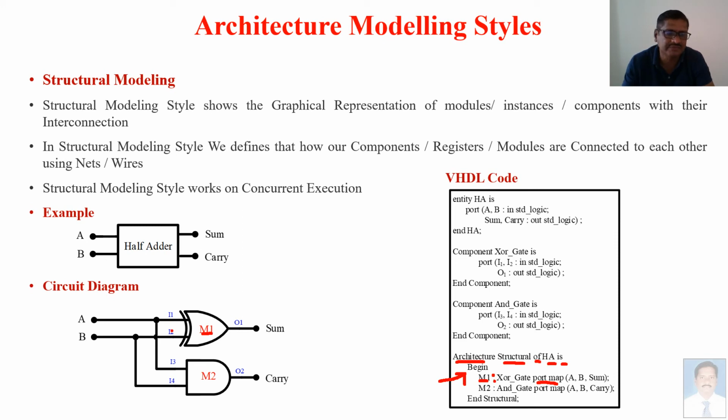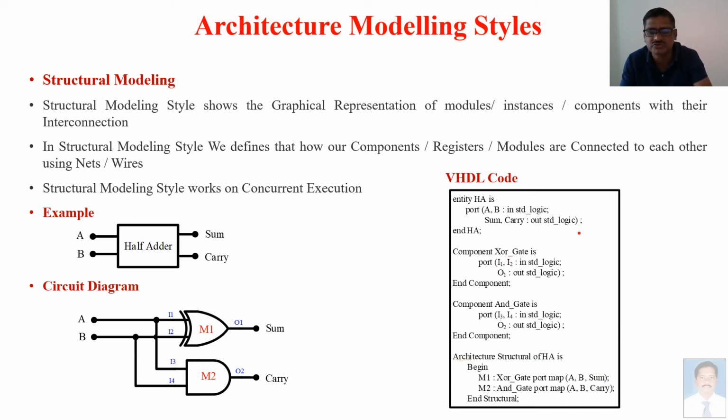Look at here. These I1, I2 and O1 are the terminals of the XOR gate. To this I1 we are connecting A, to this I2 we are connecting B, and to this O1 we are connecting sum. How is the sequence? I1 is the first, this is second, and this is third. Whatever we write first here will be connected to the I1, second connected to the I2, and the third terminal will be connected to the O1, which is the sum. Means these 3 connections are done.